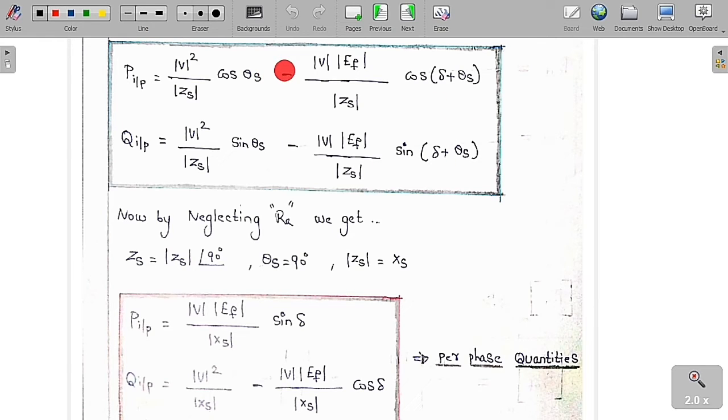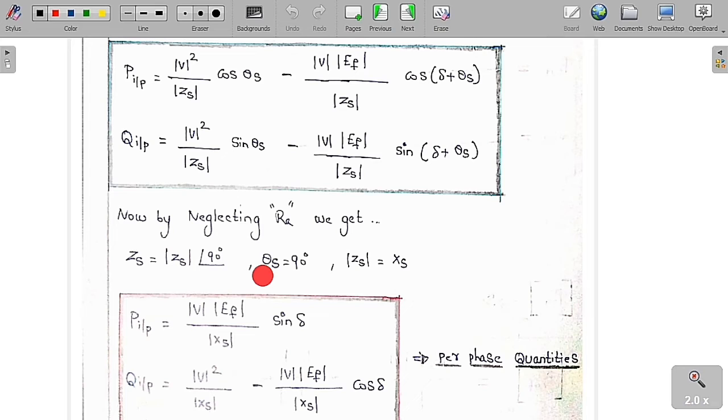But let me assume some approximations to make it simpler. Now I am going to neglect the RA, which is called the armature resistance. It is a very small value, I have already told you, so we are going to neglect it. Then we are going to get only the reactive part. So therefore, ZS is equal to mod of ZS at an angle of 90 degree, because now theta S is equal to 90 degree and mod of ZS is equal to XS, because only XS is present. So if you substitute theta S equal to 90 degree and mod of ZS equal to XS in the above expression, we are going to get it in this format.